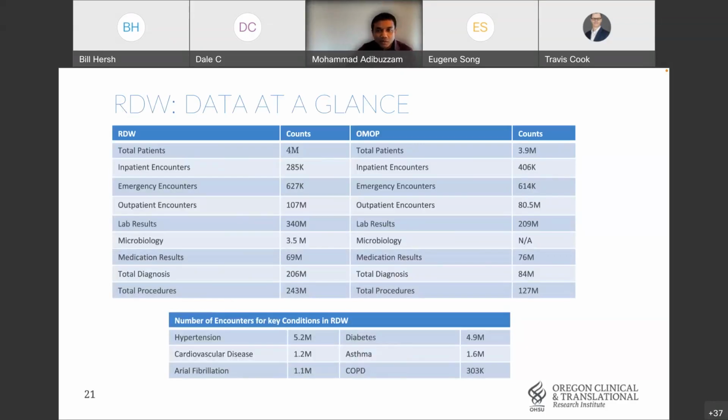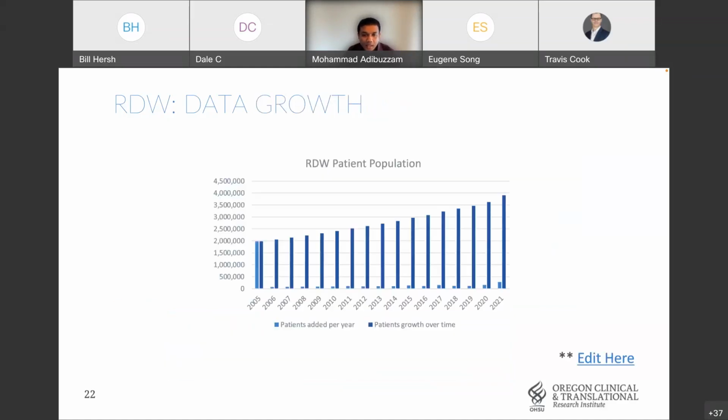A quick summary of what we have in the RDW data. So we have around 4 million patients from OHSU since around, I think, 2005 or 2004, because that's when we had a better EHR system implemented. Mostly we have electronic health records, but we are looking into other partners to bring other types of data into RDW. That is not in place yet, but that's the strategic plan that we are developing. And here is another view of the RDW dataset, increasing as we have more patients over the years. Right now, we have almost 4 million patients in the RDW data.